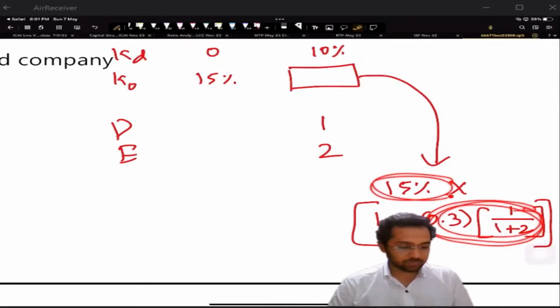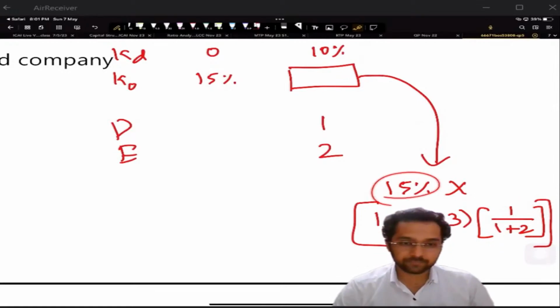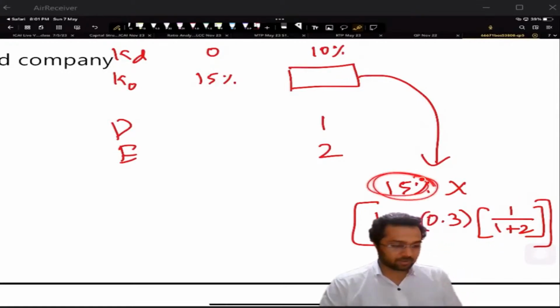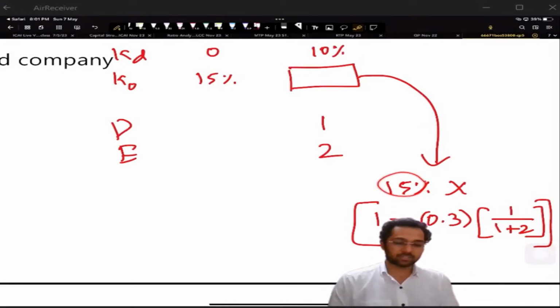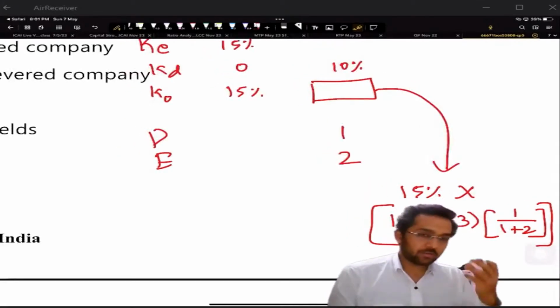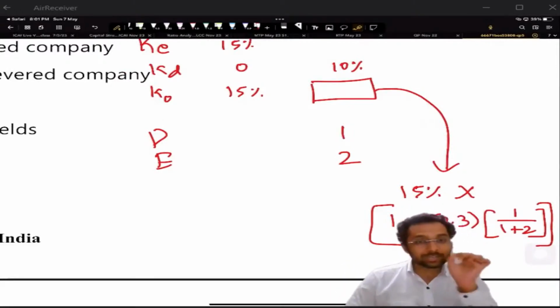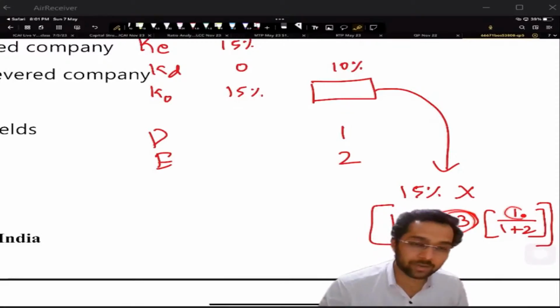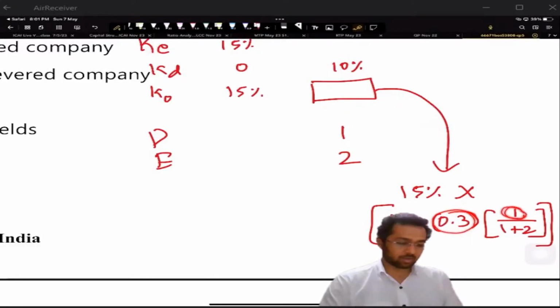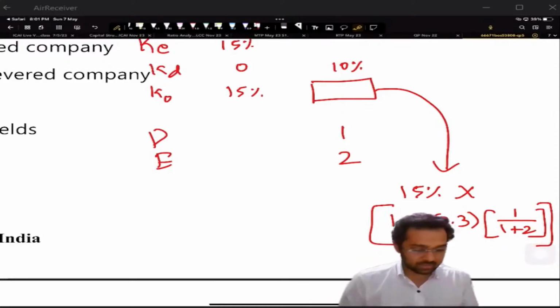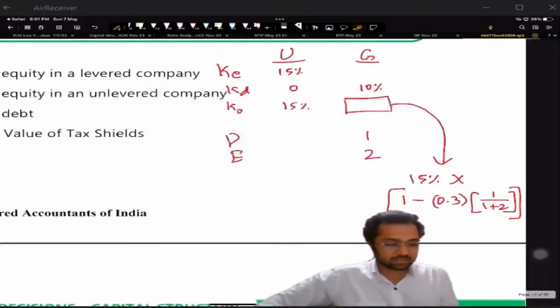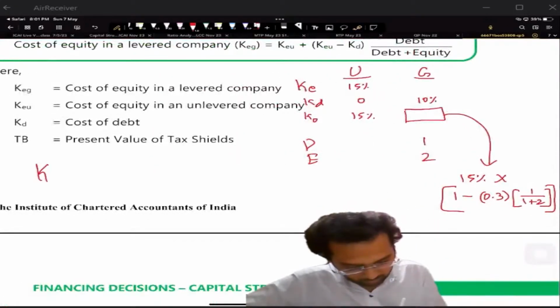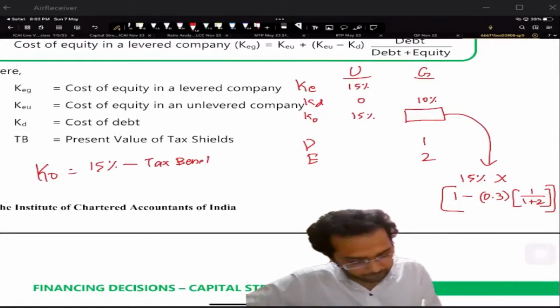That benefit will be reduced from your overall cost of capital, which is 15%. This 15% is KO, so it is on total capital. From that, you have to reduce the tax benefit. The tax benefit is 30% of the 1 rupee debt, that is 30 paise, but that will be shared by all the fund providers. That's where you have 15% minus the tax benefit for the overall cost of capital.